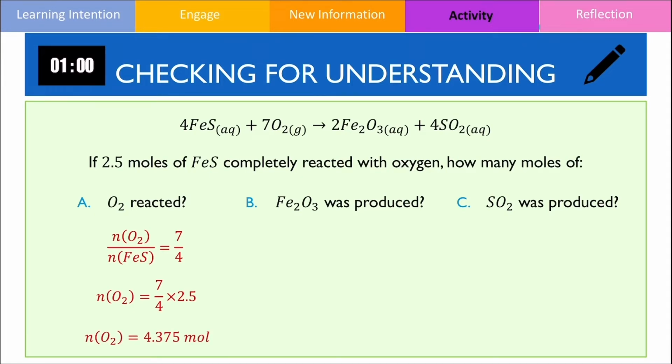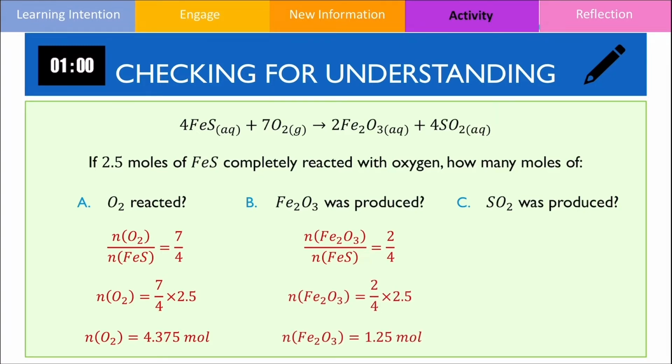In part B, the ratio of iron(III) oxide to iron sulfide is 2:4, which is in other words half. Hence, the amount of iron oxide produced should be half the number of moles of iron sulfide used, giving us an answer of 1.25 moles.